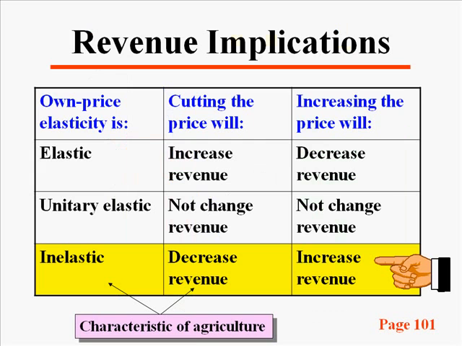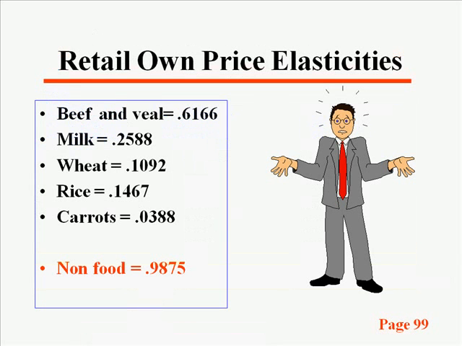So with inelastic demand, if we cut the price, we'll see a decrease in revenue. If we increase the price, we'll see an increase in revenue. Most agriculture products tend to be inelastic. If we think about why, people need food to eat. People need food to survive. Here are some examples, and again, all of these numbers are negative, so we're looking at the absolute value of all these numbers right now. Beef, milk, wheat, rice, and carrots, for the most part, are all inelastic, so they're all less than 1.